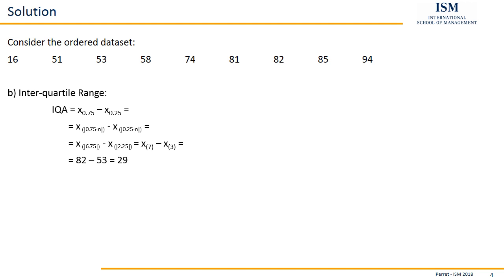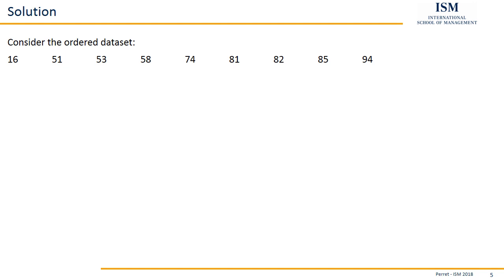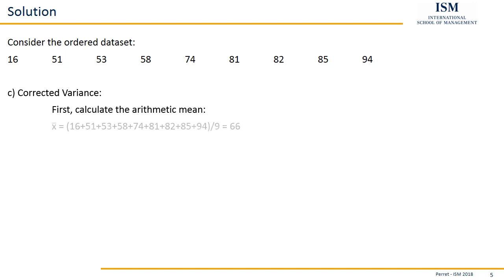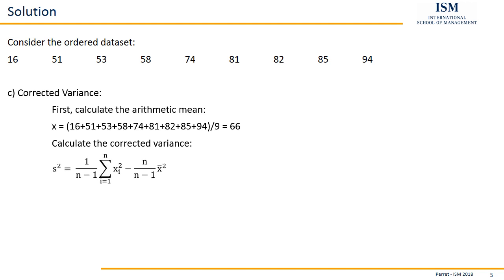Having thus finished the first two parts, we can go to the third part where we need to calculate the corrected variance. To start with the corrected variance, first off, we need the arithmetic mean. This, however, is gotten relatively easily. We just add up all the data points and divide them by the number of observations, leading here to an arithmetic mean of 66.